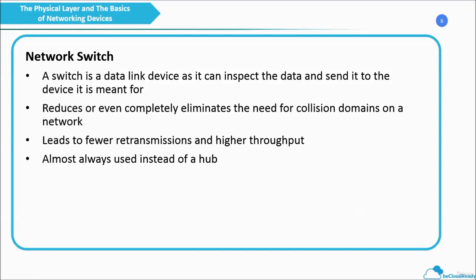A network switch works differently. The network switch can inspect the data and send it exactly to the device it is meant for, and therefore the device will always receive the data, and this won't have any need for collision domains, since the data will go directly to the device and not to a range of areas. This will lead to fewer retransmissions and a higher throughput, and this is almost always used, in fact, instead of a hub.